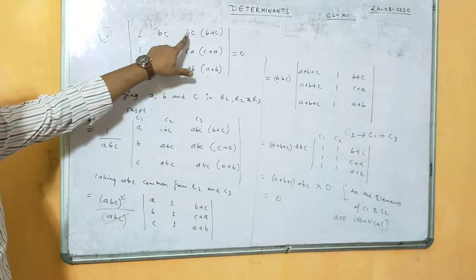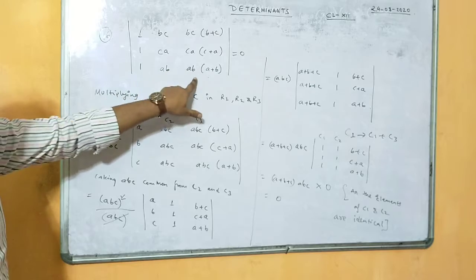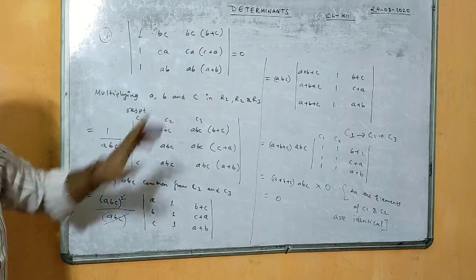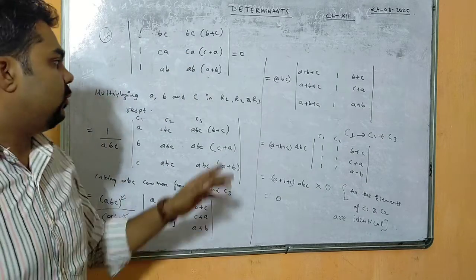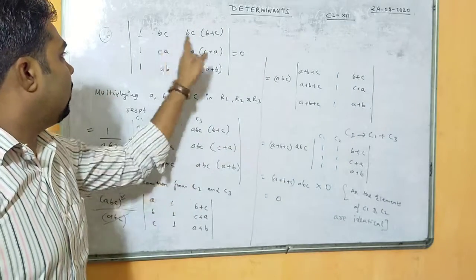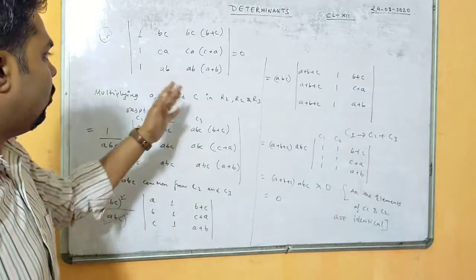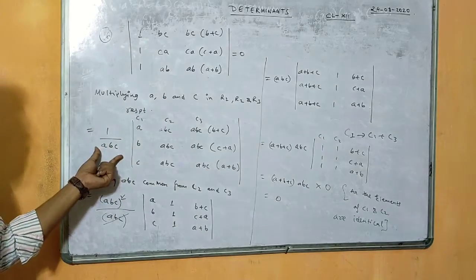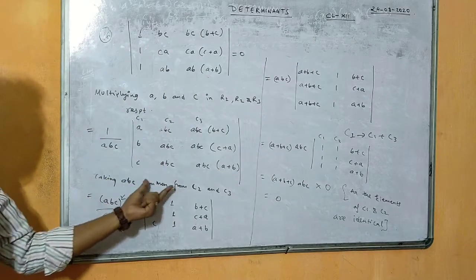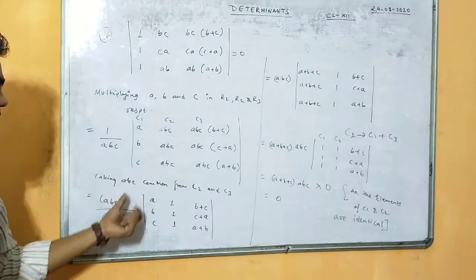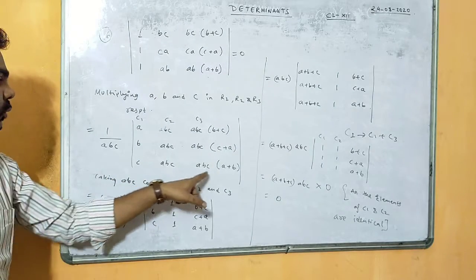We have BC, BC here, CA, CA here, AB, AB here. That means A, B and C are missing in row 1, row 2 and row 3. So we have multiplied ABC in row 1, row 2 and row 3. Once you multiply any element in any row or any column, you have to divide. As we have multiplied A, B and C here, in the next step we have taken common ABC from column 2 and ABC from column 3.